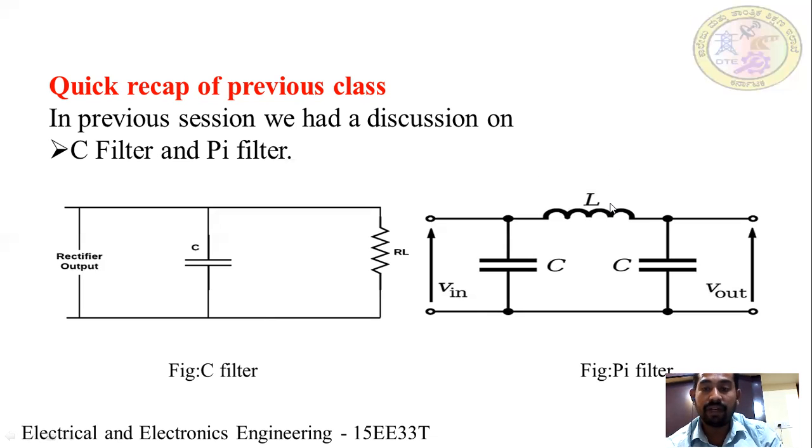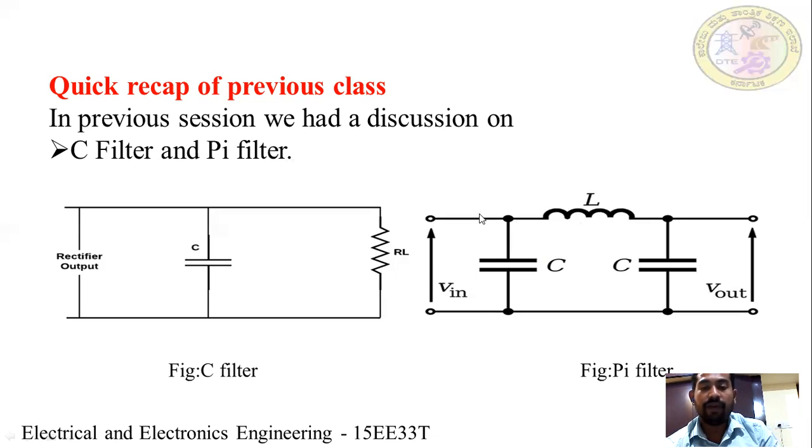Now coming to the CLC filter or pi filter. The pi filter consists of two capacitors, capacitor C1 and capacitor C2, and along with this, it consists of the inductor L, which is also called a choke. Rx is the winding resistance associated with the inductor that acts as a choke.